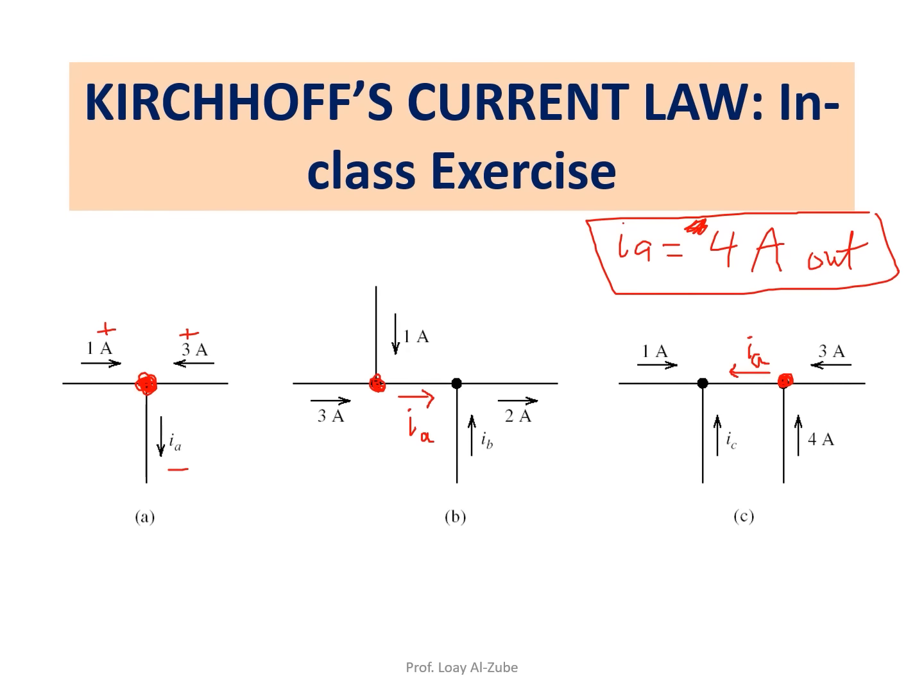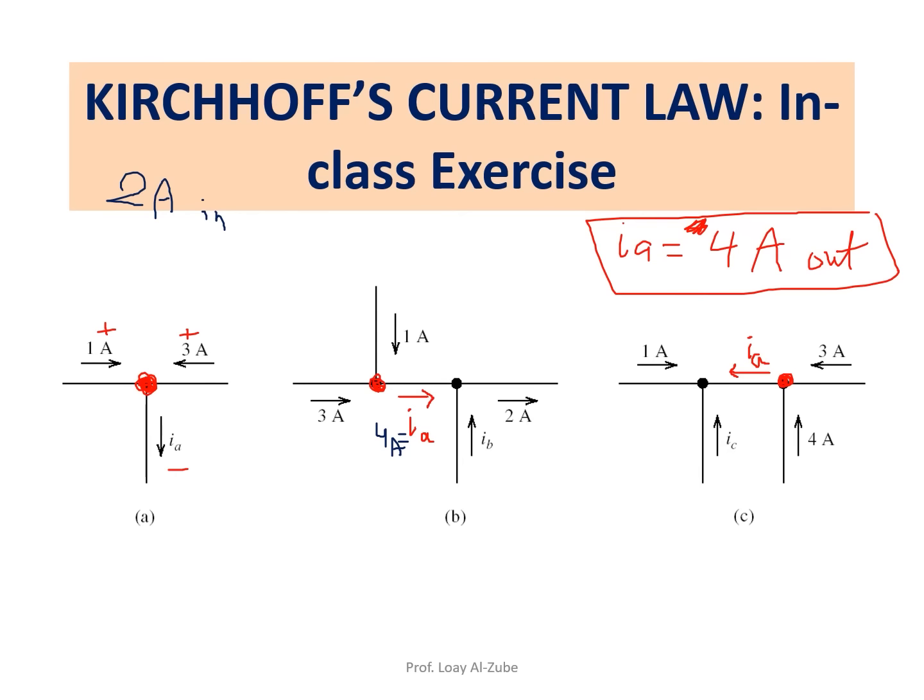Okay, let me change the color. How much is IB? 2 amperes. So let's see. If I have these, this is 1 and 3, both of them are coming in, right? So that's 4. So that should also be 4, correct? Right? Because whatever comes in should get out. So that's 4.